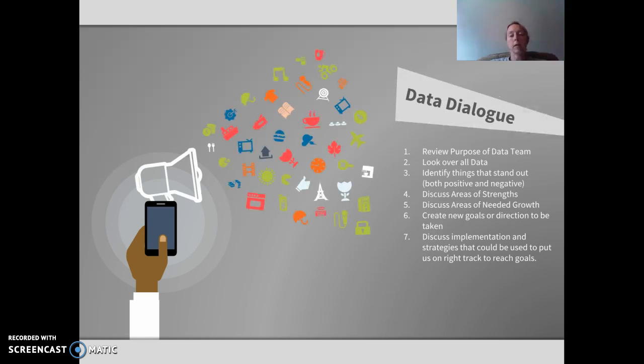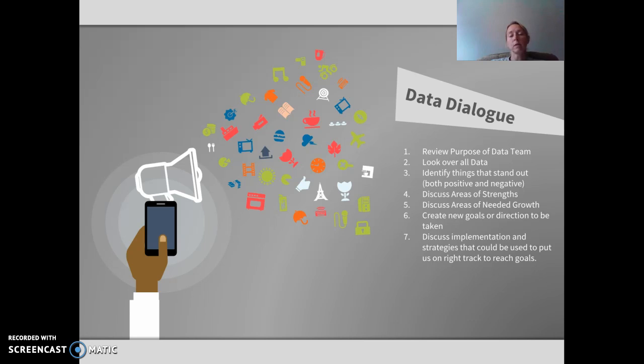Data dialogue. The first thing we're going to do, the actual dialogue we're going to have within these conversations, is going to be to review the purpose of the data team again. Why are we there? What are we actually looking for? The second would be to look over all of the data you have, not just deficits, not just strengths, everything. Then you would identify things that really stand out to you, both positive and negative, and make sure we make note of those because it's really important to see not just the negative, but also the positive.